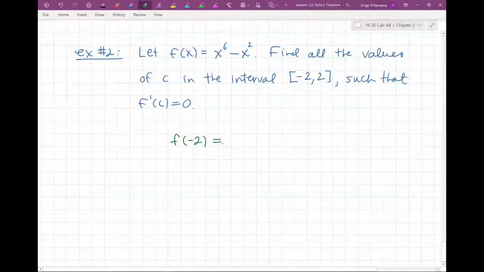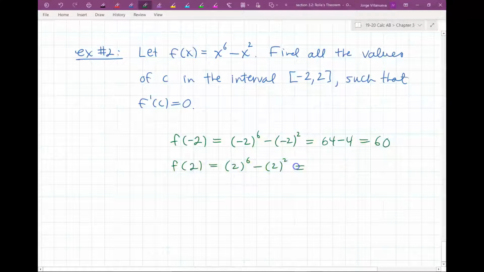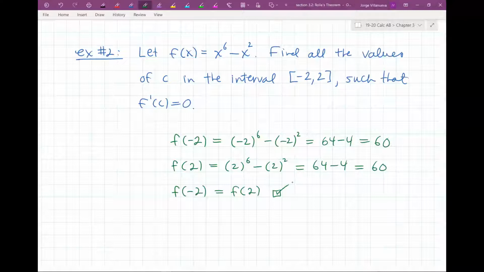F of -2 is going to be -2 to the 6th minus -2 squared. That's 64 minus 4, so that's 60. F of 2 is 2 to the 6th minus 2 squared. That's 64 minus 4. That's also 60. So f of negative 2 is equal to f of 2. So Rolle's theorem is holding up so far. We have continuity, we have differentiability, and we have f of a equal to f of b.